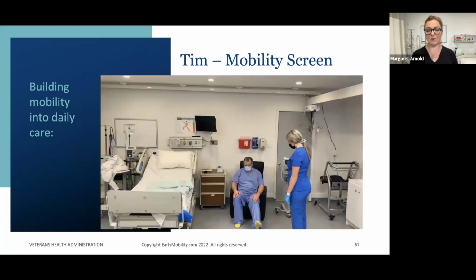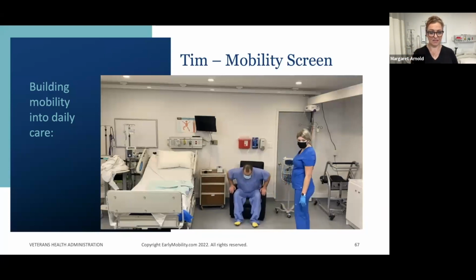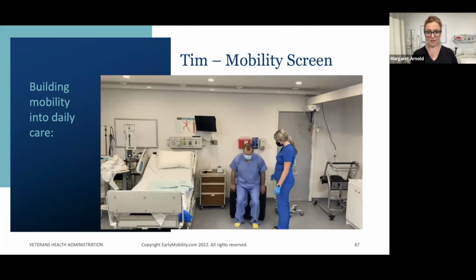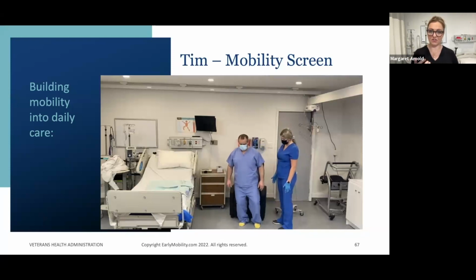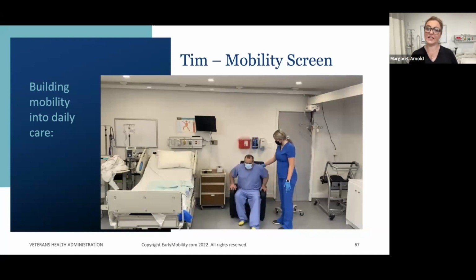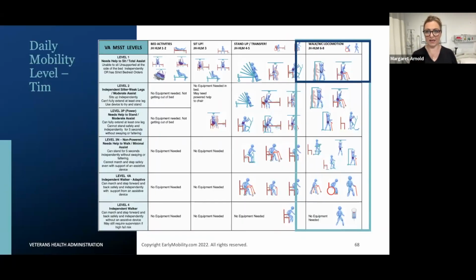Let's check and see what this looks like from sitting position. He can stretch and point. Yep. Stand up. When he goes to try and step and march, he loses balance. So Tim would be a 3N. Tim's goal is walking. His mobility level in this scenario was a 3N.